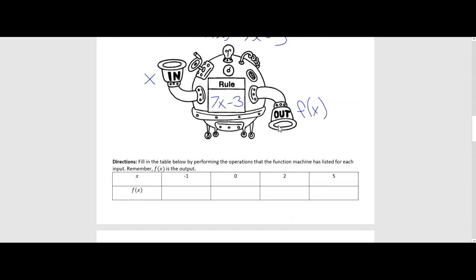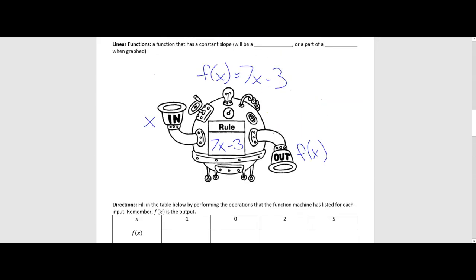If I went back up here to our function machine, it would be like understanding what my output was. Let's say my output was 18. You would need to then figure out, well, what number did I input to get 18? So that's what we're trying to figure out in the last page. We're doing the reverse process.